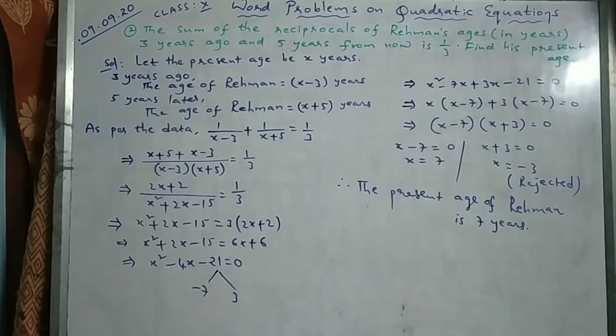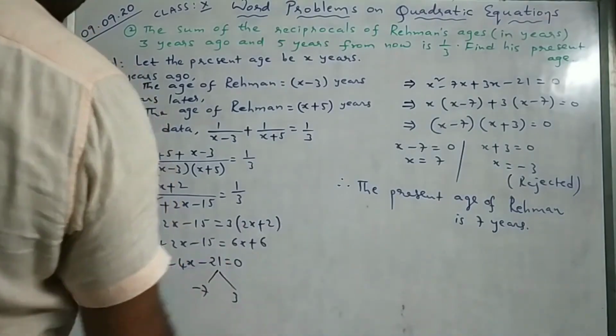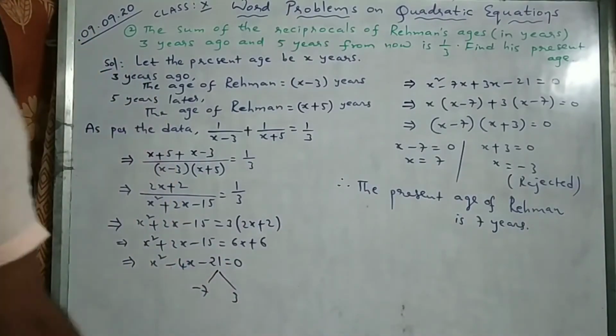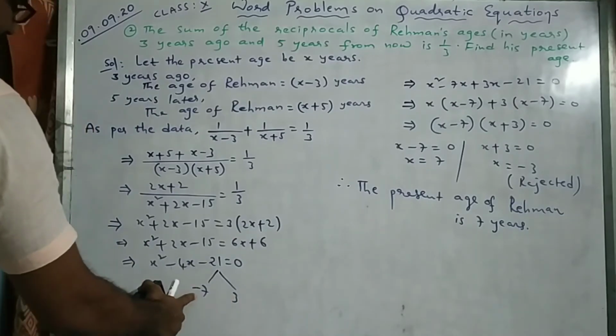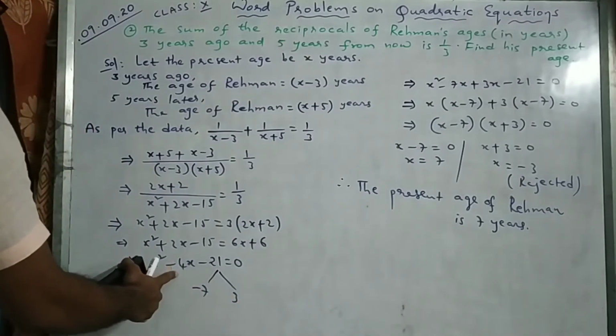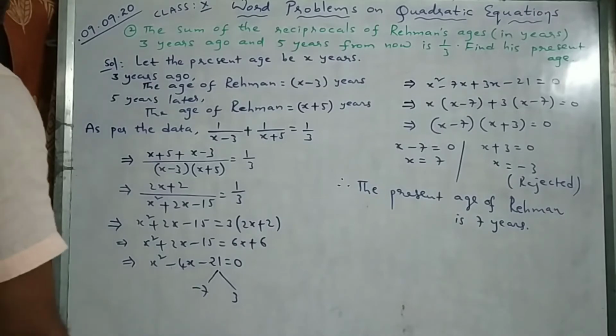So you should understand the procedure of factorization. Again you must remember here: 7 threes is 21, minus 7 plus 3 will be minus 4, and minus 7 into 3 is minus 21.